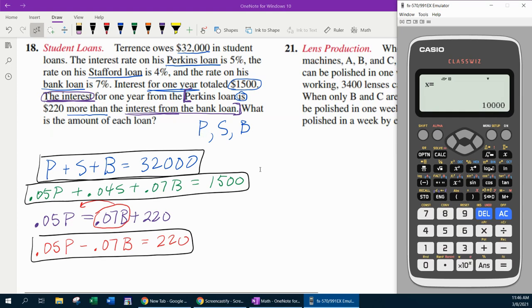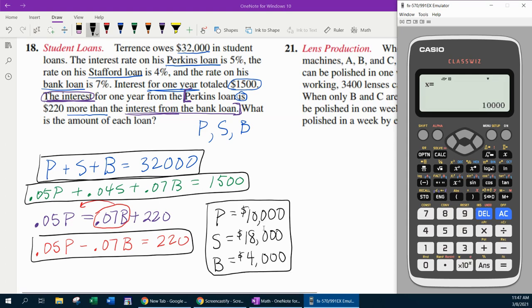$10,000 borrowed for the Perkins, $18,000 for the Stafford, and $4,000 from the bank loan. Okay, so one more time, now that I've got those written down, the Perkins, which was X, 10,000, Y was the Stafford, 18,000, and Z was the bank, 4,000. And that does it for that example.